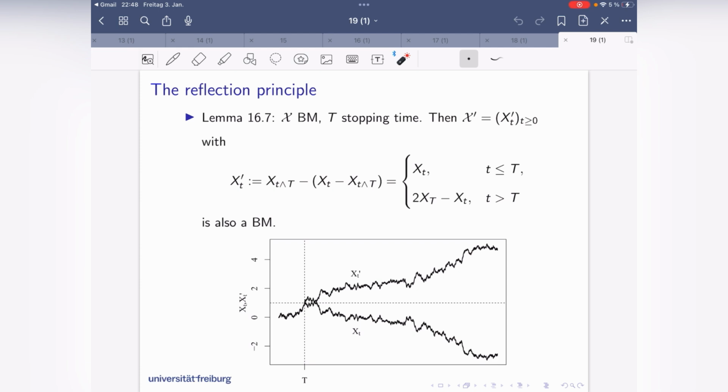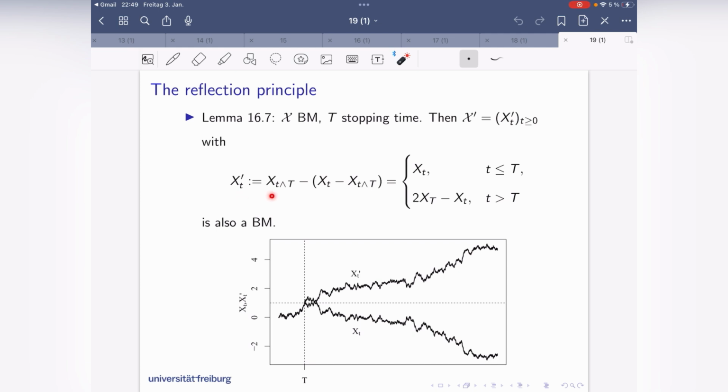It's not that surprising. So again, if T were a fixed time, it's clear that it's also Brownian motion because the increments of Brownian motion have a symmetric distribution. But here T is a stopping time, so it's not that clear anymore, but still it holds.